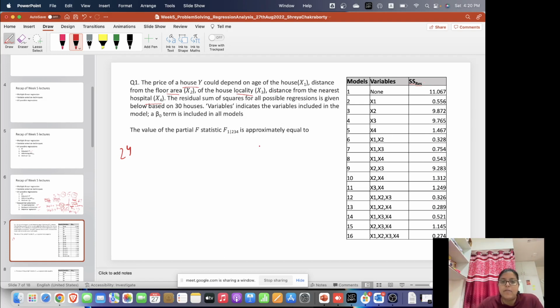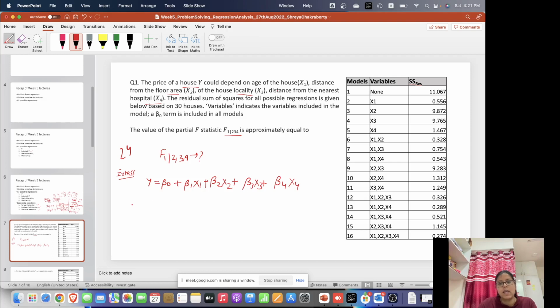Now, I have been asked to calculate this partial F statistic F1 given 2, 3, 4. What would be the value of this? So if you remember the extra sum of squares technique, firstly we'll see what it means. So this one, F1 given 2, 3, 4, what does it mean? What are we supposed to get? So we will consider our model as, see, beta naught is already included, beta 1 x1, beta 2 x2 plus beta 3 x3 plus beta 4 x4.